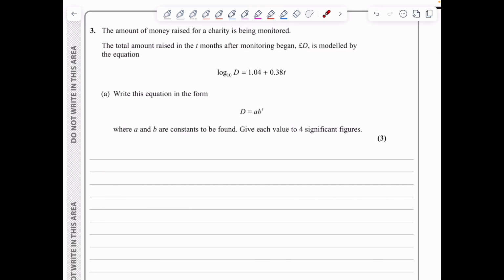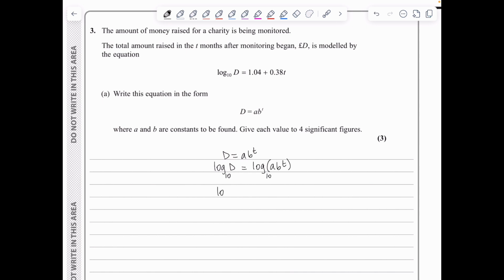In question 3, we are modeling the amount of money raised for a charity. So the amount of money is capital D, the time is t months. We are given this equation here, and we need to write this equation in the form D is AB to the T, with A and B being constants to be given to 4 significant figures. So starting with what we are given, I will take log base 10 of both sides. So log D base 10 is equal to log of AB to the power of T base 10.